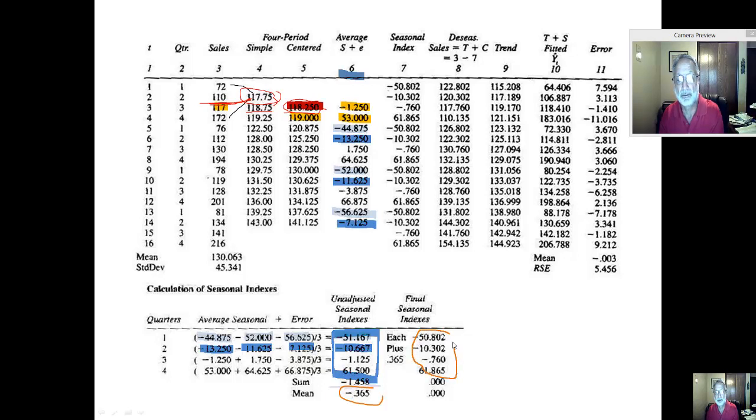All of these numbers, those are my 4. When I add them together, I get 0. So why do I need it to be 0? Because when I add up from quarters, I get to annual, and there's no seasonality in annual.